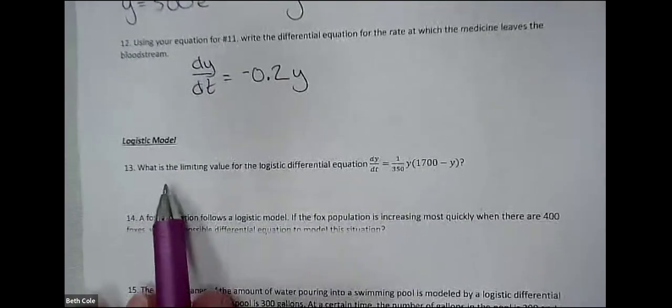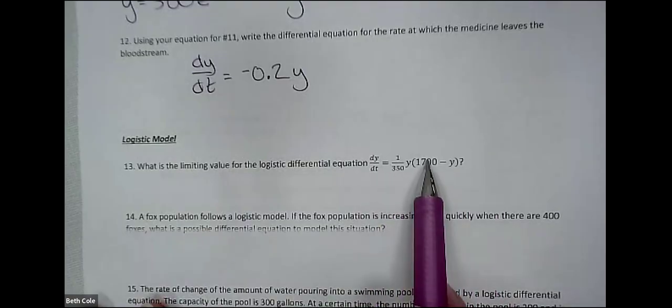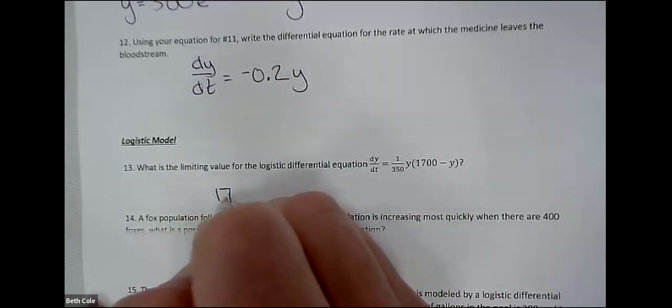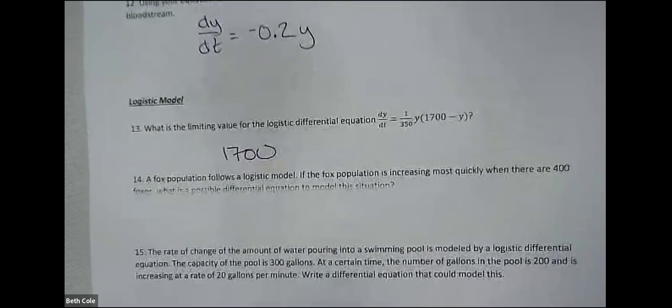All right, and then our logistic model. What is the limiting value? You just have to know what this formula looks like and pick out that 1700 is your carrying capacity, or your limiting value if you did a limit to infinity. That's it. That's a simple one.